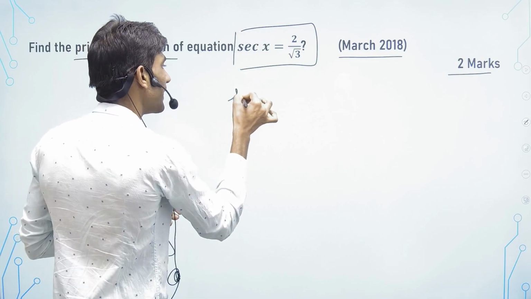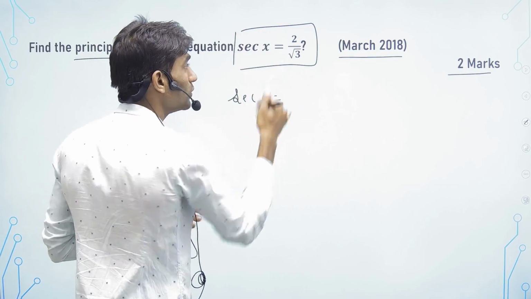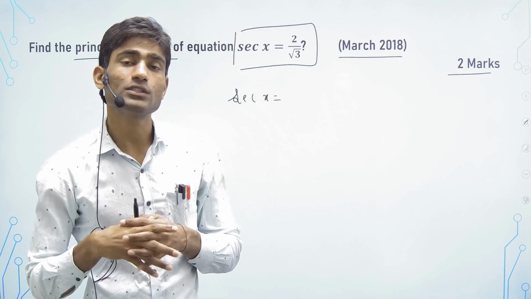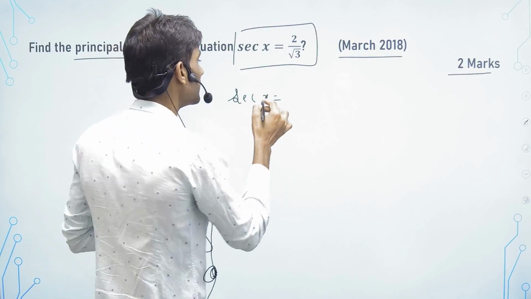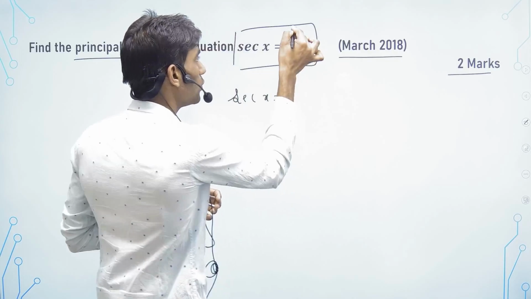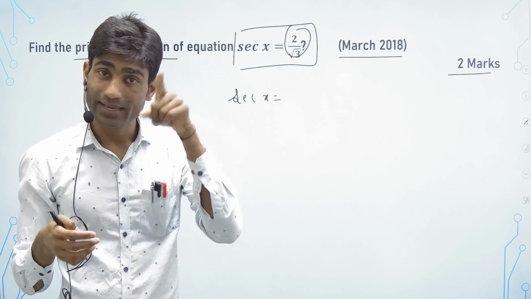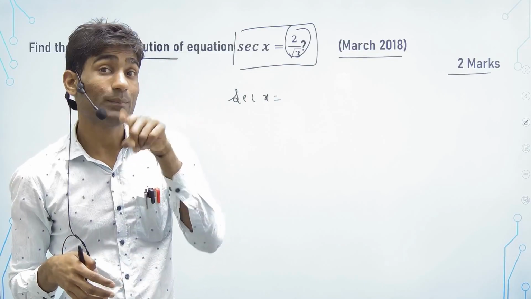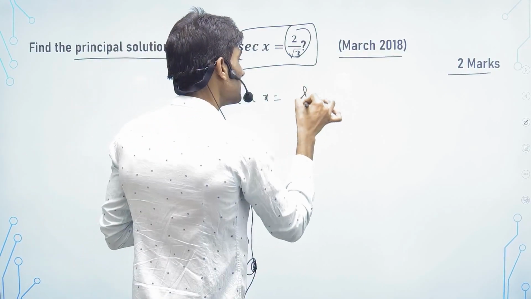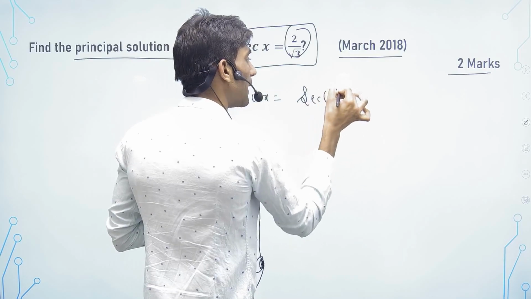So we have sec x equal to 2 by root 3. I want the value of sec x as 2 by root 3, and when we take x as pi by 6, then we will get sec of pi by 6.